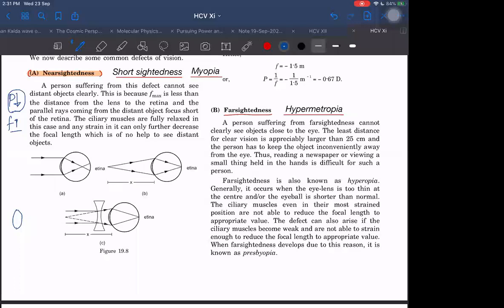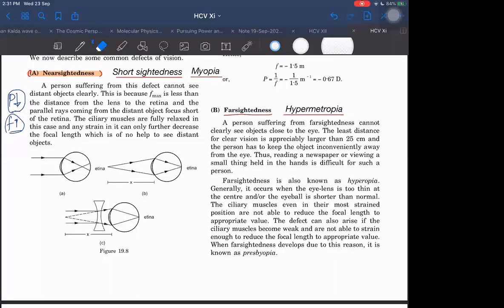When that happens, when the power permanently becomes more, the radius of curvature of the eye permanently becomes less, the focal length becomes less, and we are not able to increase it to see objects at infinity. On Earth also, if the distances are very large, 10 meters, 20 meters, 30 meters, we may not be able to see properly. That is called short-sightedness.